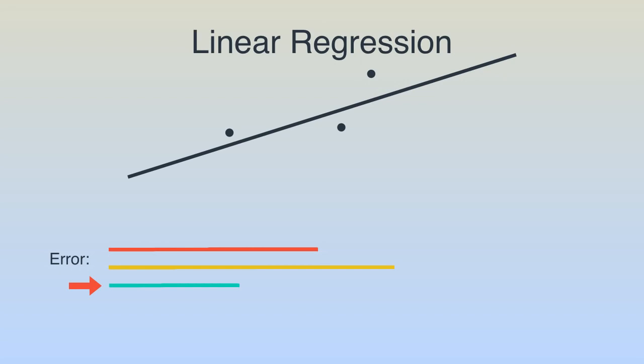Now in real life, we don't want to deal with negative distances corresponding to a point being on one or the other side of the line. So what we do to solve this is add the square of the distance from the point to the line instead. And this procedure is called least squares.